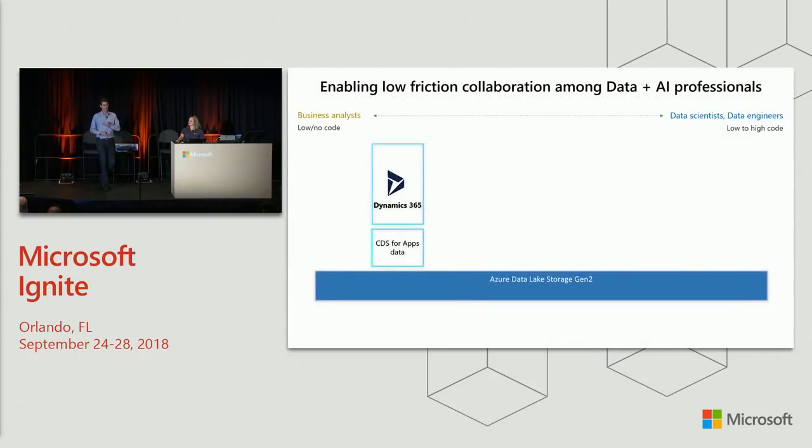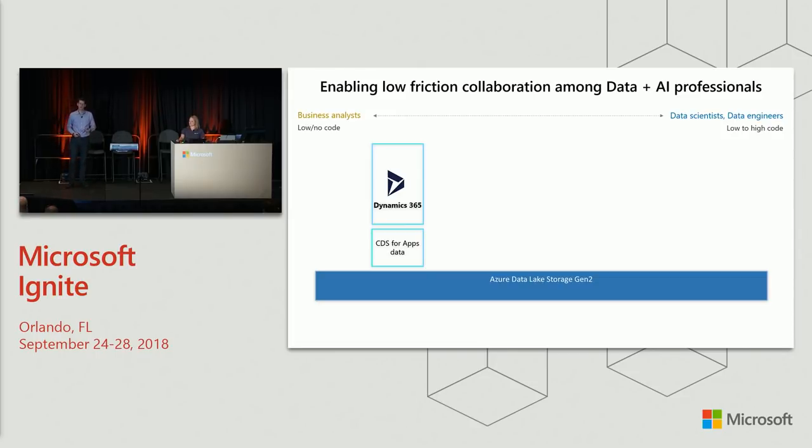And so what this really leads to is we want to enable low-friction collaboration among data and AI professionals. There's really the spectrum at the top, where you have business analysts. They're really good with dealing with data and getting insights from it. But sometimes you also want to make sure that your data scientists, your data engineers, your professional developers can also participate in this.